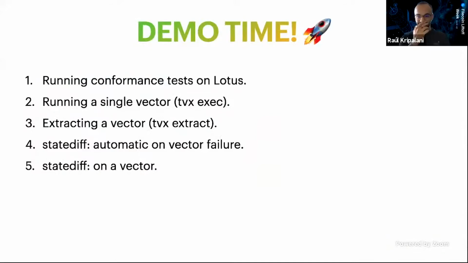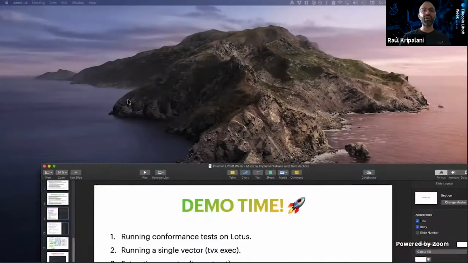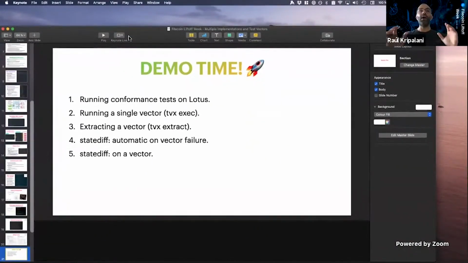All right, so it's time for demos. I'm going to show a few things here. First of all, running conformance tests on Lotus. Then I'm going to show running a single vector. Then I'm going to show extracting a test vector. And I'm going to show state diff in two different ways.